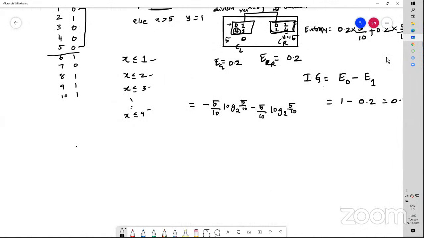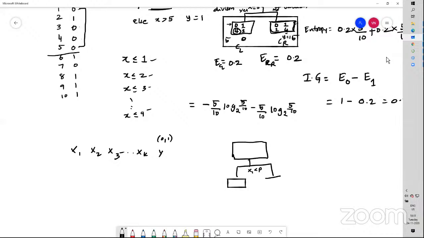Now, let's say we have more variables, x1, x2, x3, and so on up to some xk, and then the target variable y. Target variable y is binary. Now, how this happens is, again, we start with the root node. So this is our root node. We would make the first level split. Let's say this is x1 less than p. So this is the first level split.